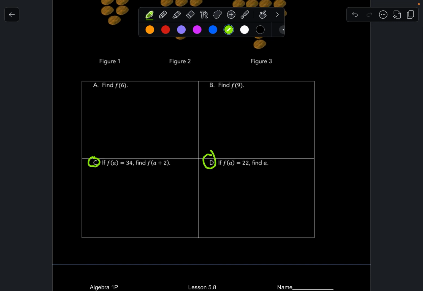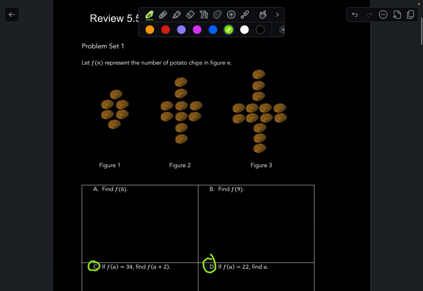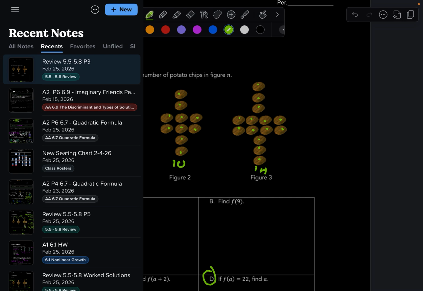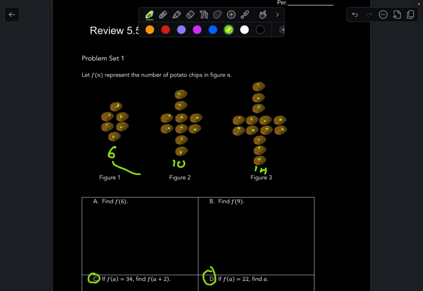If f of a equals 34, find f of a plus 2. What you want to know is that if you add all these up, 1, 2, 3, 4, 5, 6, 1, 2, 3, 4, 5, 6, 7, 8, 9, 10, 1, 2, 3, 4, 5, 6, 7, 8, 9, 10, 11, 12, 13, 14. We see that as we go from figure 1 to figure 2, we are adding 4 each time. And figure 2 to figure 3, 4.